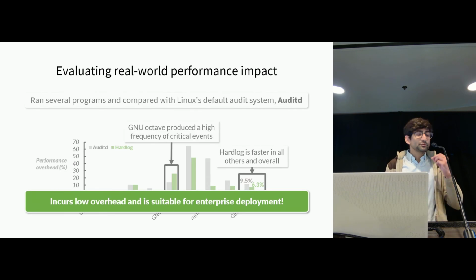So what we believe this shows is that HardLog incurs low overhead under typical program workloads, and it is suitable for enterprise deployment because it is comparable to or faster than widely deployed audit systems.